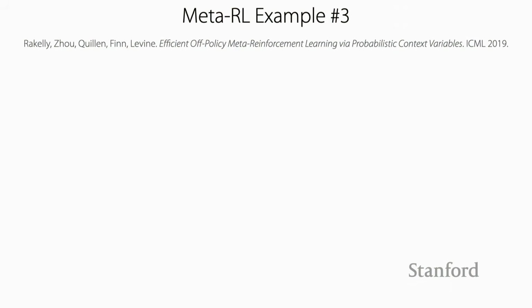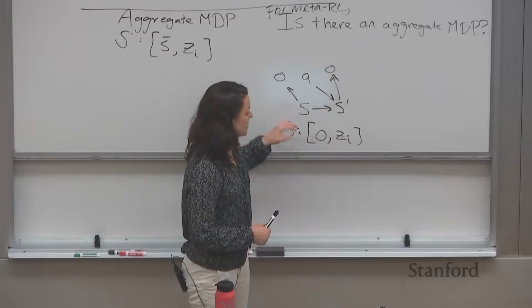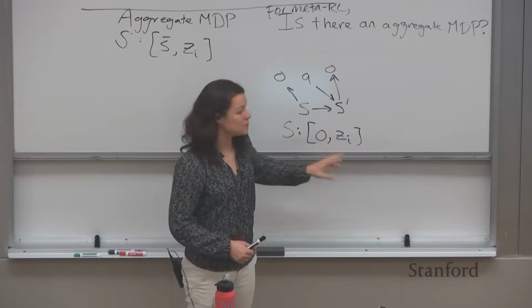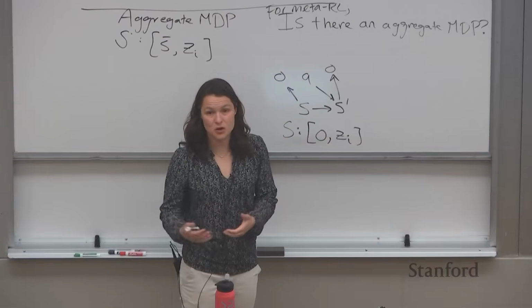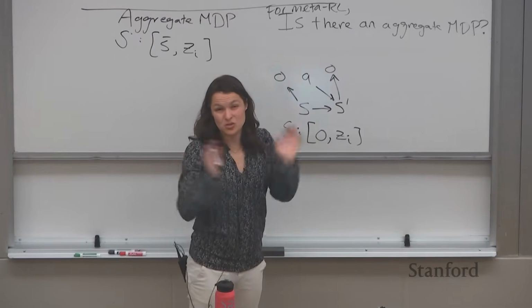Now, there's a meta-RL method that we actually talked about. I showed an architecture diagram that was explicitly trying to output Z's, and it was outputting some distribution over Z's. Because at the very beginning, you actually don't know what Z is.